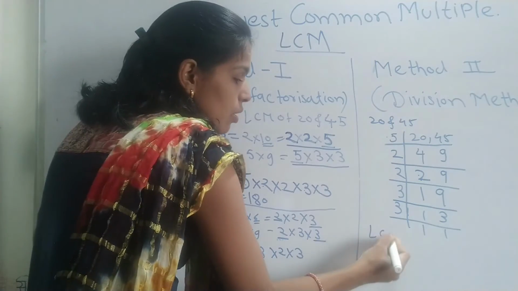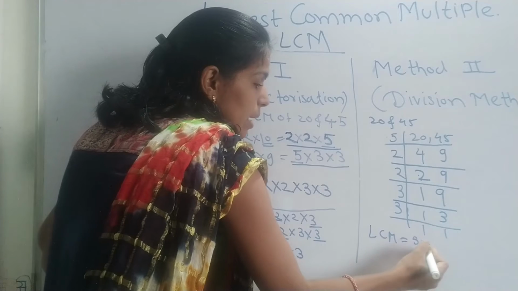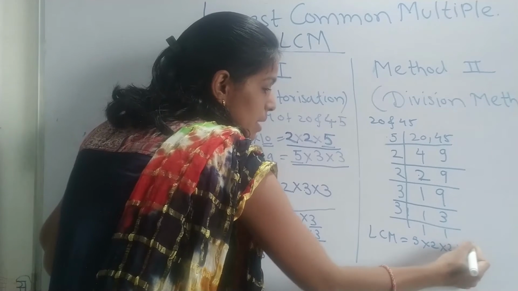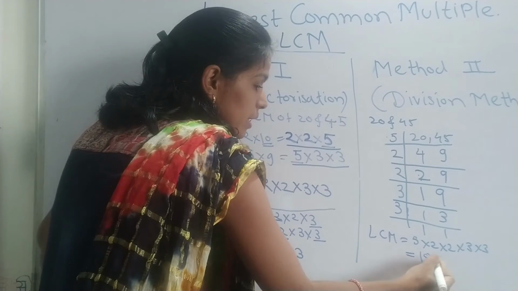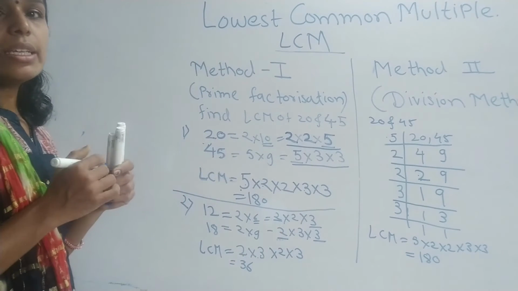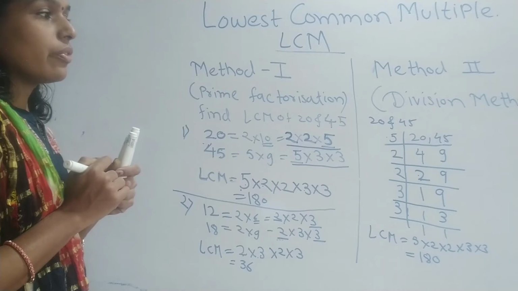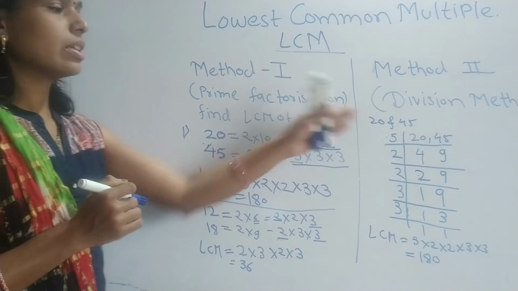So the LCM is equal to 5 multiplied by 2 multiplied by 2 multiplied by 3 multiplied by 3, and its multiplication is nothing but equal to 180. So 180 is the LCM of 20 and 45 by using the division method.